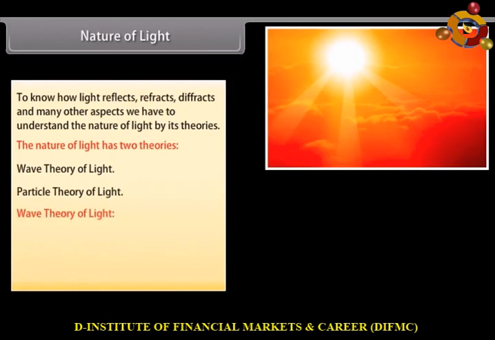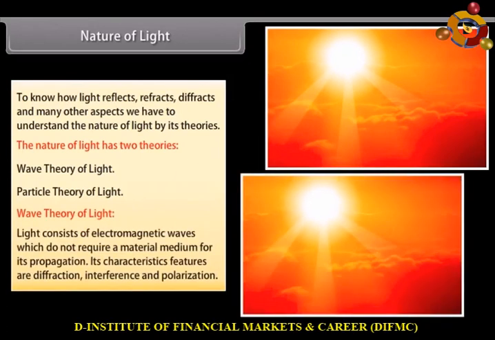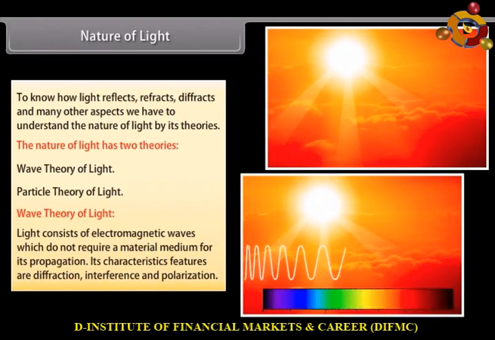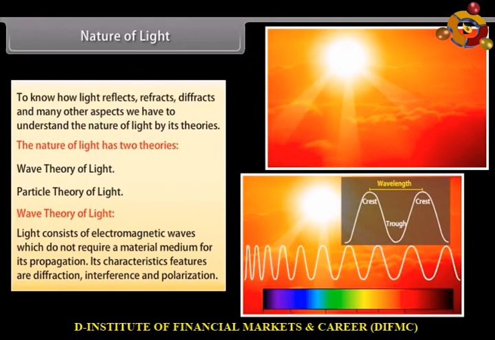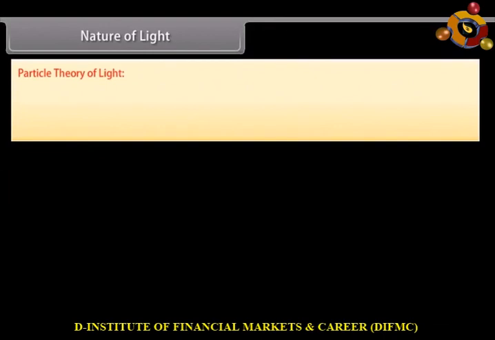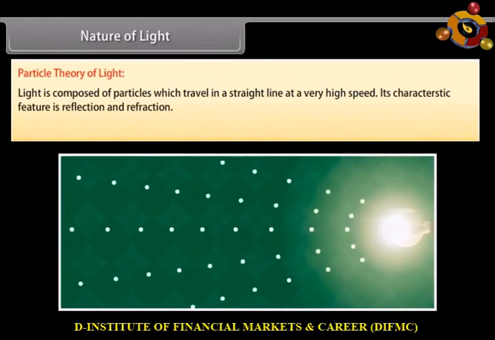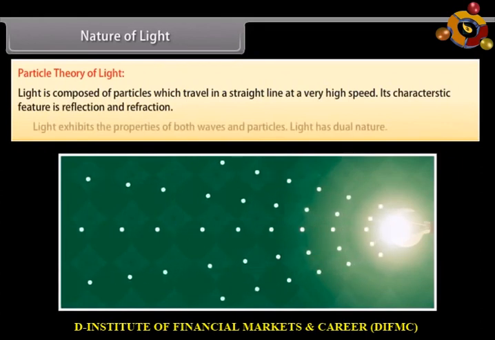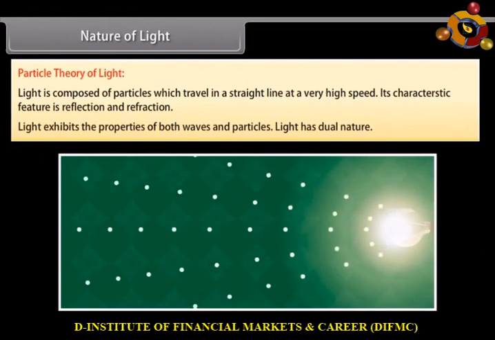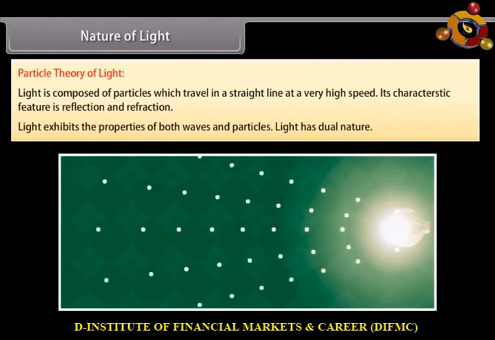Wave theory of light: light consists of electromagnetic waves which do not require a material medium for its propagation. Its characteristic features are diffraction, interference, and polarization. Particle theory of light: light is composed of particles which travel in a straight line at a very high speed. Its characteristic features are reflection and refraction. Light exhibits the properties of both waves and particles. Light has dual nature.